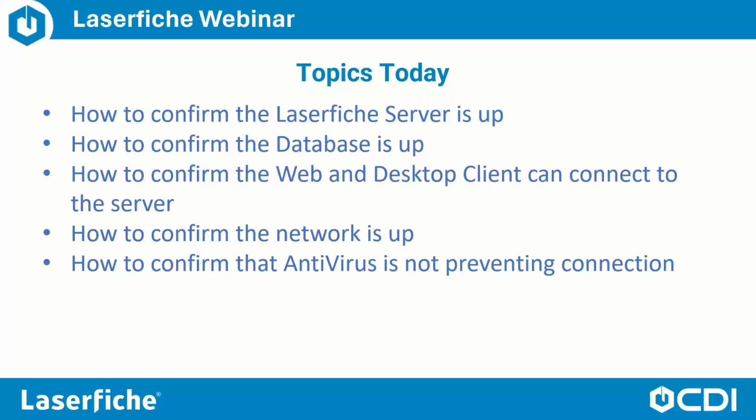Thirdly, we're going to look and see how we can confirm that the web client or the desktop client are connecting to the Laserfiche server and see that all is well in the world. Fourthly, we'll confirm if the network is up. Sometimes all the components are running. However, there's just no communication between the client and the server. And sometimes we just need to be able to see if we can talk to that server over the network.